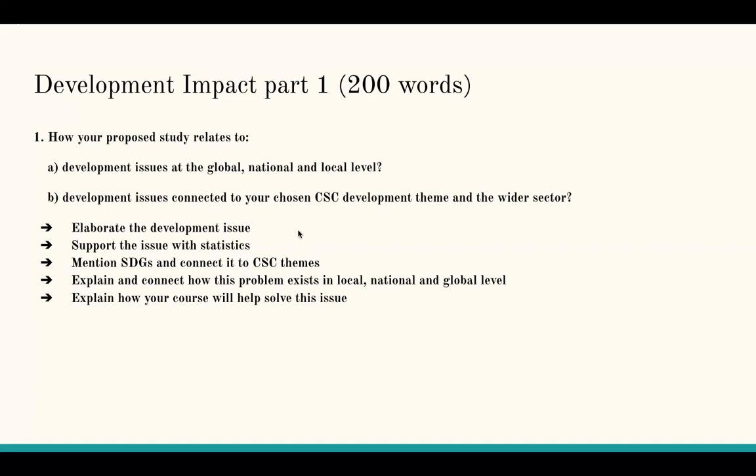So to answer this, a lot of times in the Commonwealth essays, the questions will be asked in parts, part A, part B. That doesn't mean that you also write your essay in parts. You shouldn't be doing that.